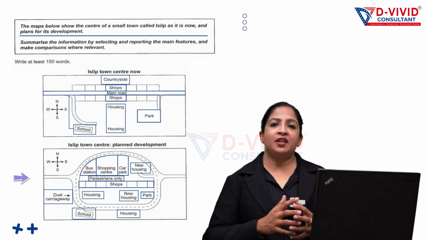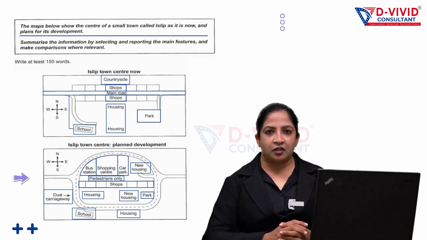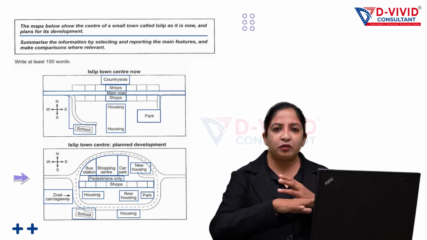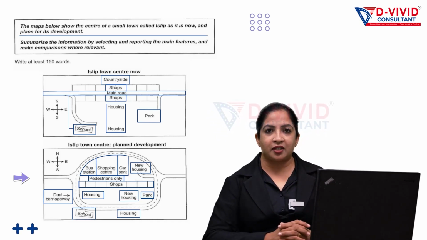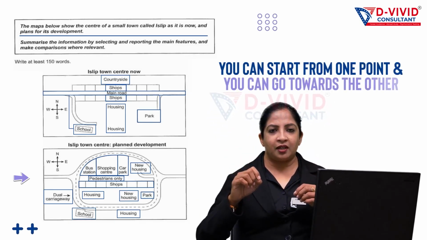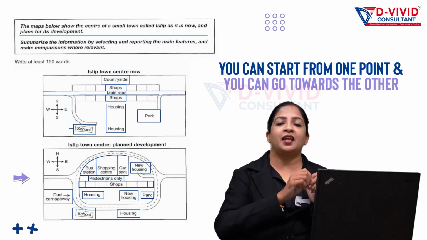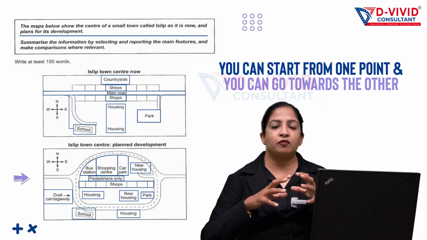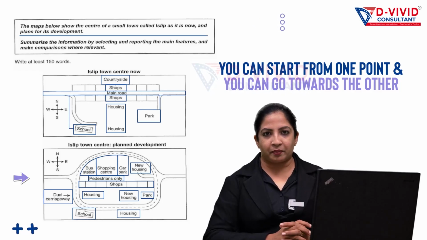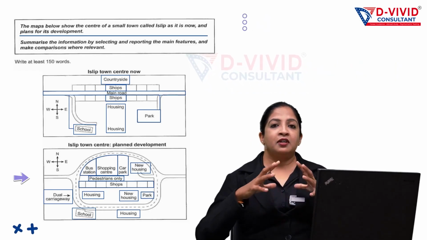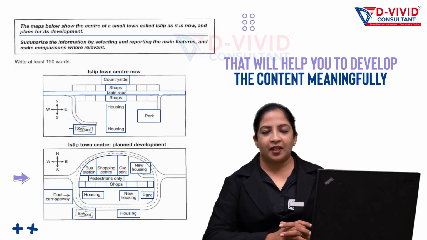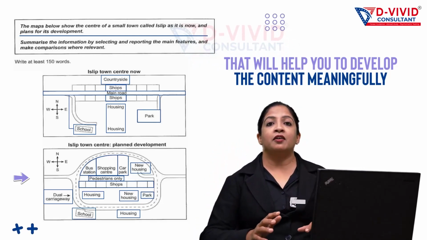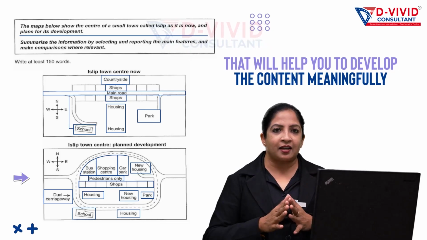If you have a tendency to get confused about where to start and how to cover the area, the best advice that I can give you is, you can start from one point and go towards the other. Don't just move randomly inside the map. That will help you to develop the content meaningfully, and hence your reader will be able to understand it clearly.